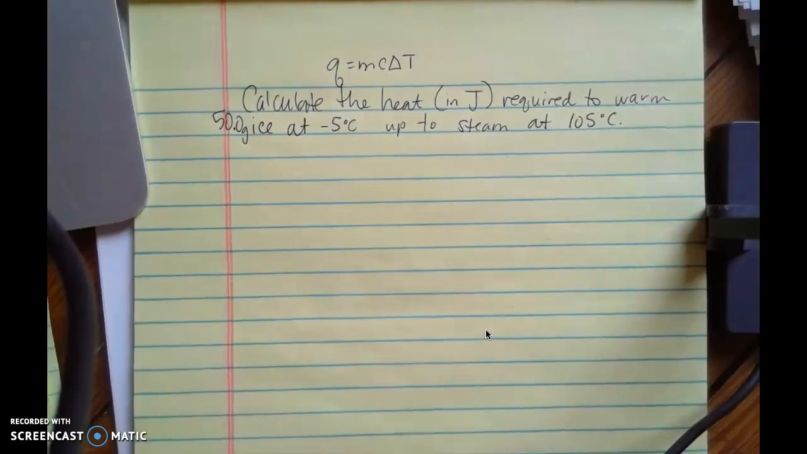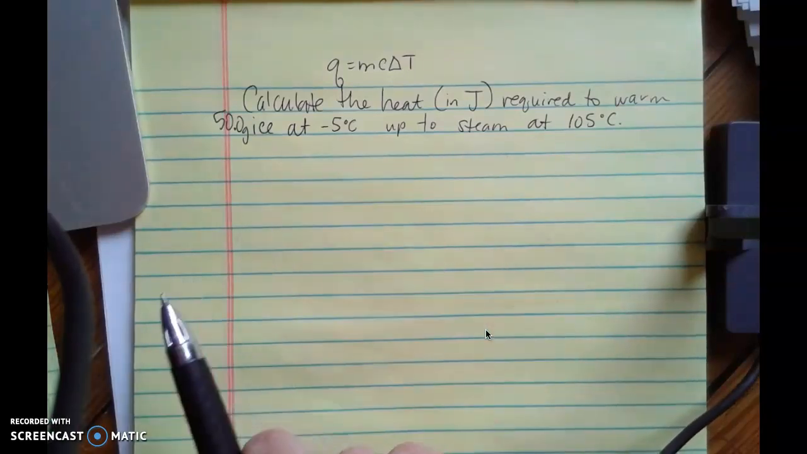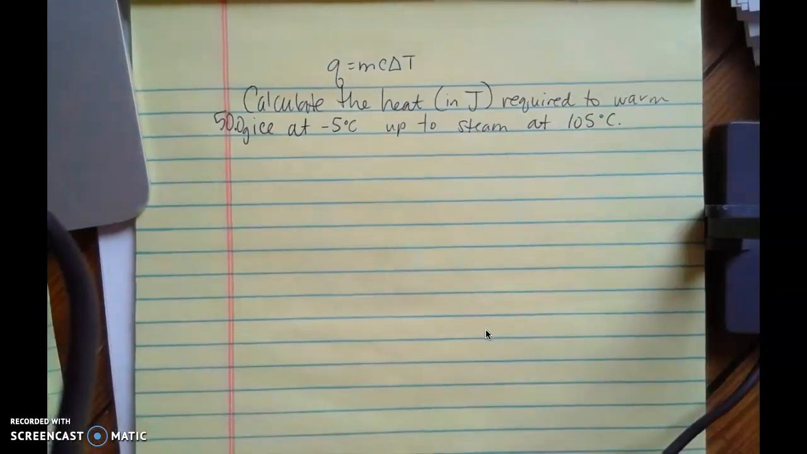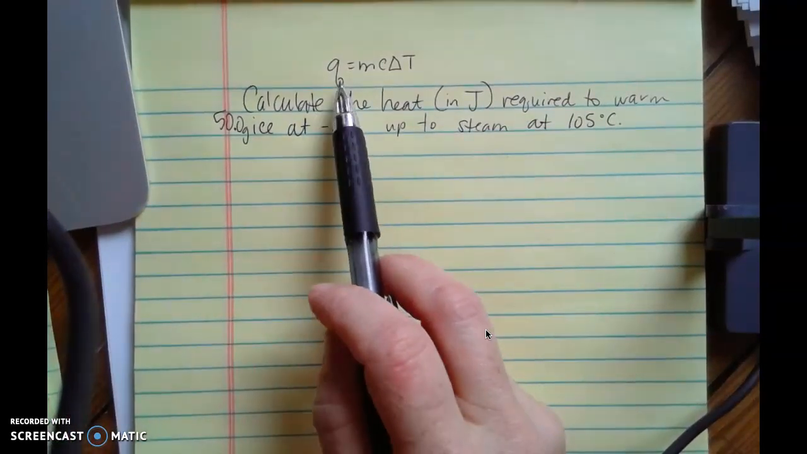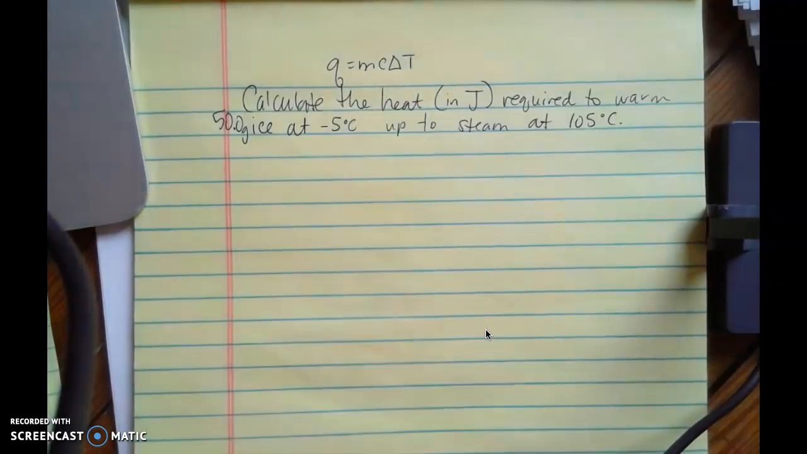So the problem says, calculate the heat in joules required to warm 50 grams of ice at -5 degrees Celsius up to steam at 105 degrees Celsius. And we know that heat in joules is equal to mass times specific heat capacity times the change in temperature.